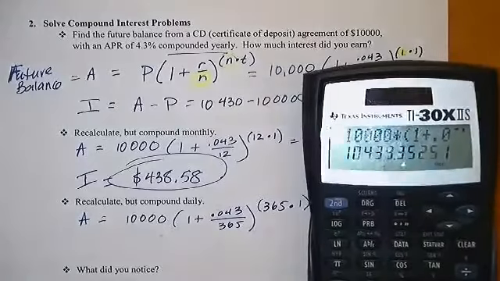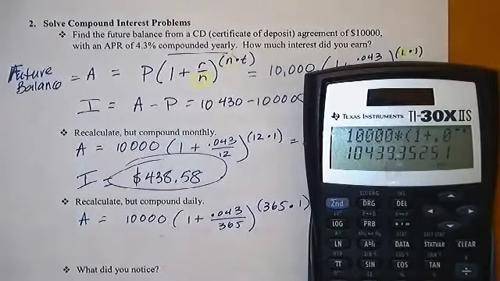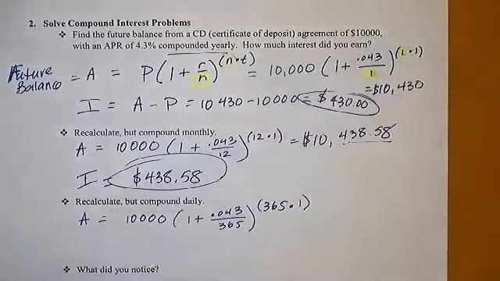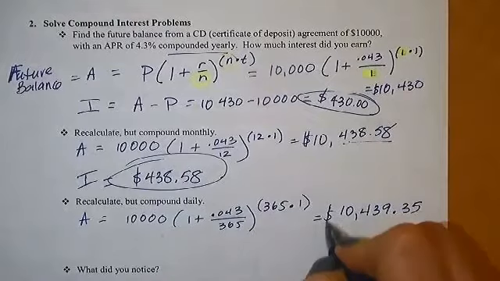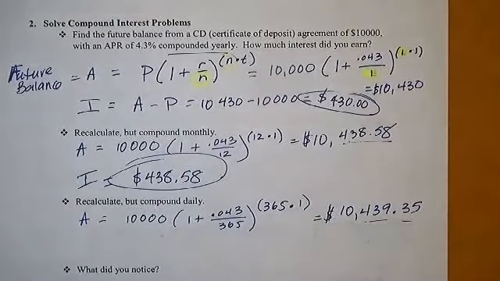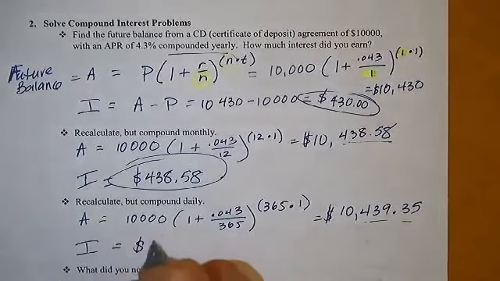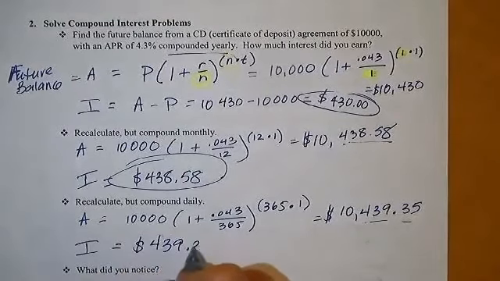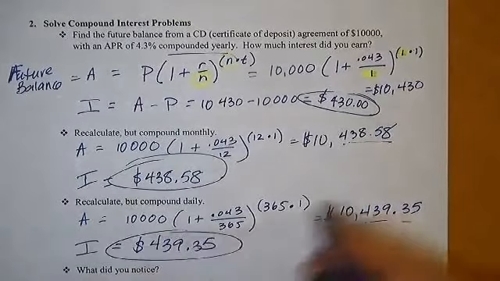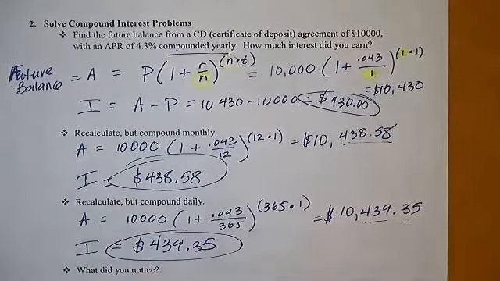So you see, we're going to have $10,439.35. So the amount of interest is just going to be the $439.35. So you can see it has increased even yet again.